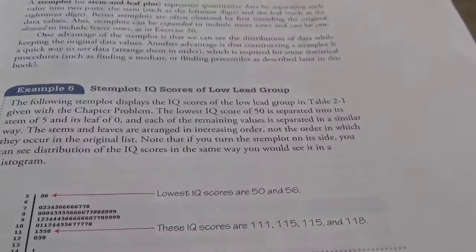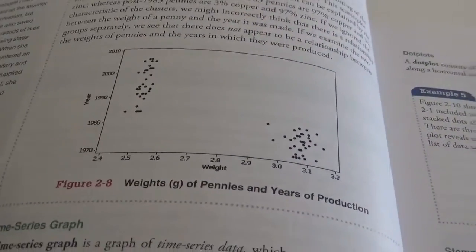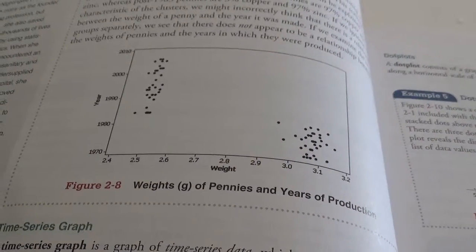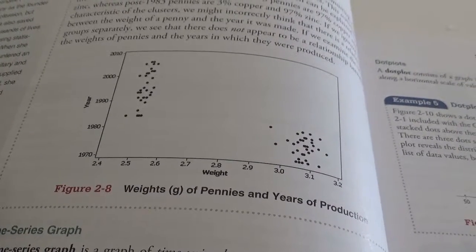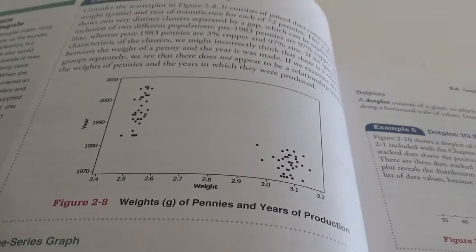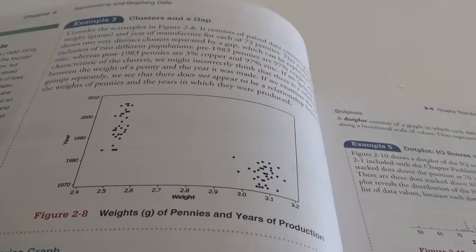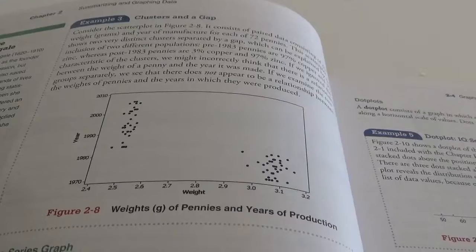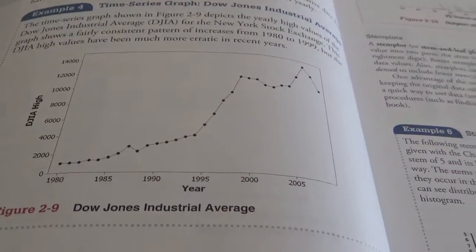Now, other things that we're looking at, there's clusters and gaps. Okay, this is looking at the weight of pennies for different years. There's no relationship here, right? You can see that pretty easily, and you can see the discrepancy going on here. There's a discrepancy in the different pennies that were observed here, okay? That's the reason why there's two different clusters, and it has nothing to do with the pennies themselves.